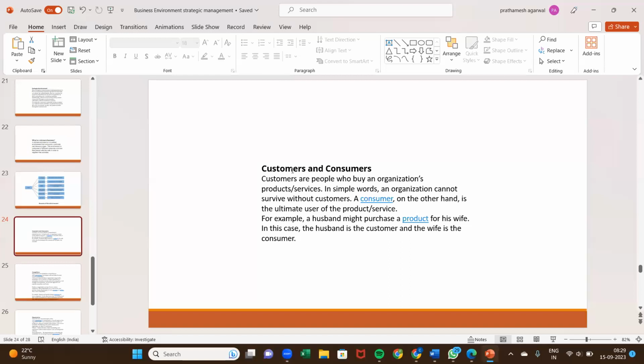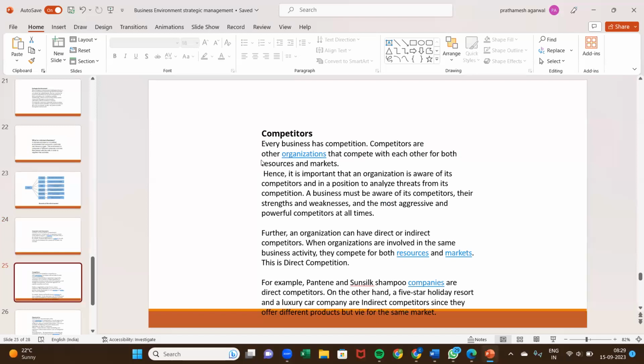For example, a husband might purchase a product for his wife. All right. So he's buying a product for his wife. So in this case, the husband is the customer and the wife is a consumer. Then competitors. Every business has competition. Competitors are other organizations that compete with each other for both resources and markets. All right, for both resources and markets.